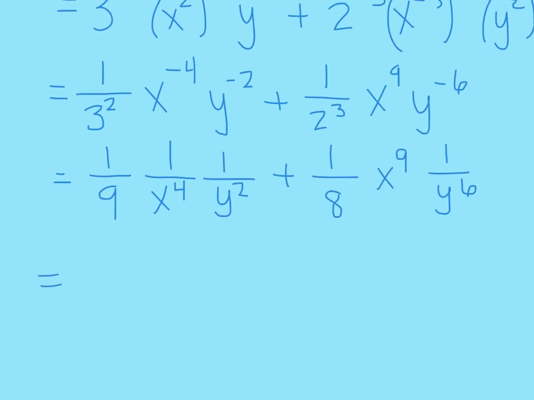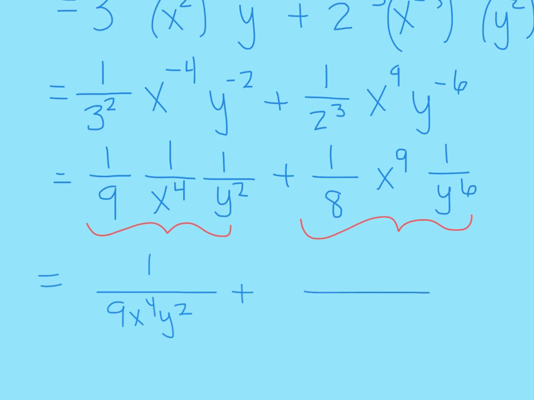All right, a little bit more simplifying here. So let's just rewrite this left expression, all of these terms. Let's just rewrite that so it's just one expression. So those are multiplied together, so we can just write 1 times 1 times 1 is 1, and then 9x to the 4th y squared. And then plus, we're going to do the same thing here. And we have in the denominator 8 and y to the 6th, and in the numerator we have x to the 9th.